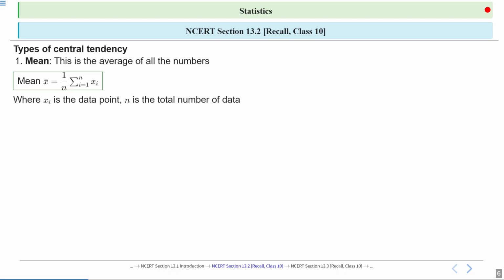The formula for mean is x bar equal to 1 by n summation i equal to 1 to n xi. Here x bar is the mean, xi is the data point, and n is the total number of data points.